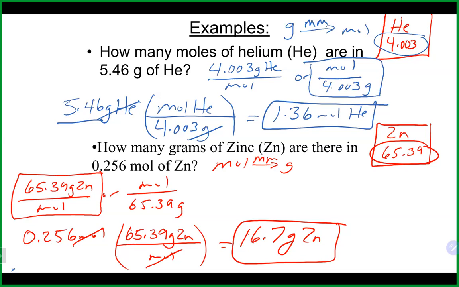Any questions on either of those two calculations? Those are very common calculations that are done a lot in chemistry, grams to moles, moles to grams. Any questions on either of those? All right, why don't you try the next one, where we're looking for how many grams one gold atom is. So let's take a look at that.